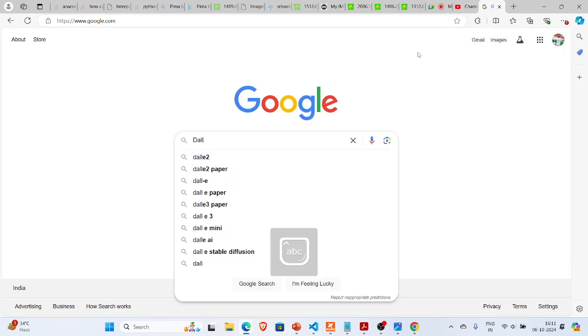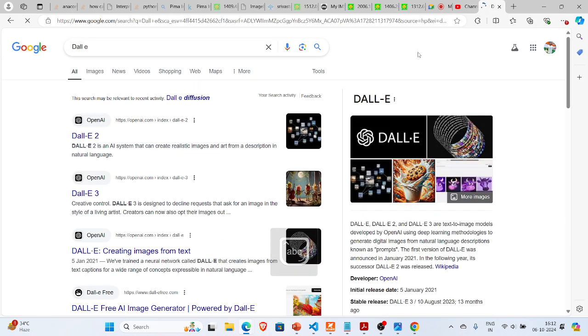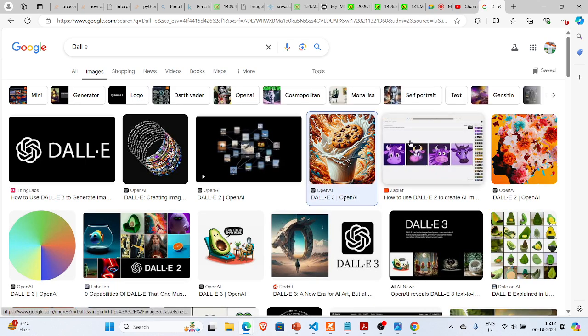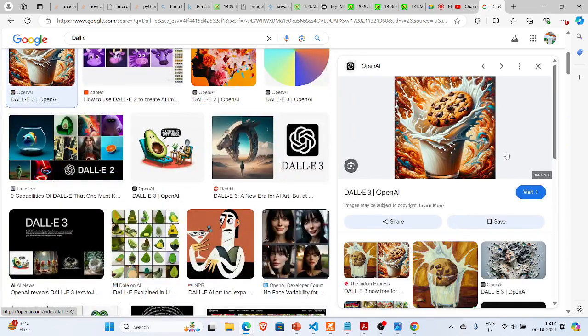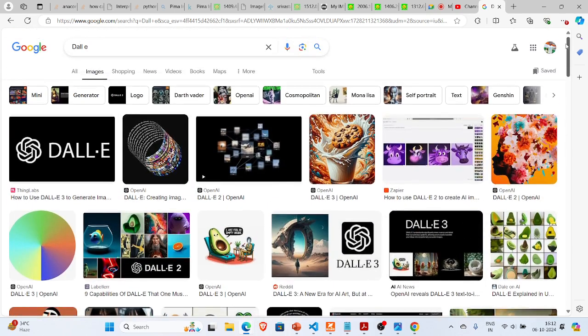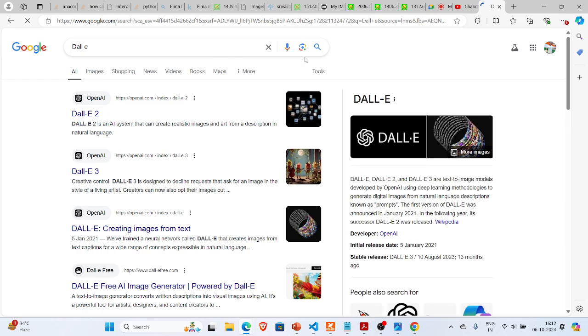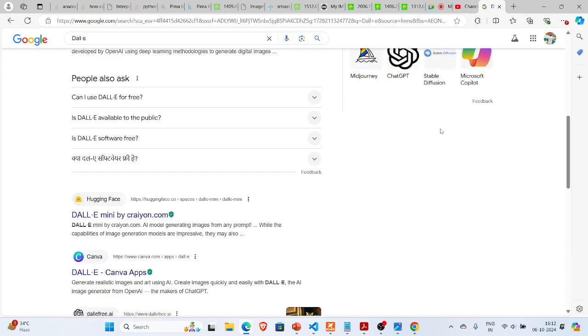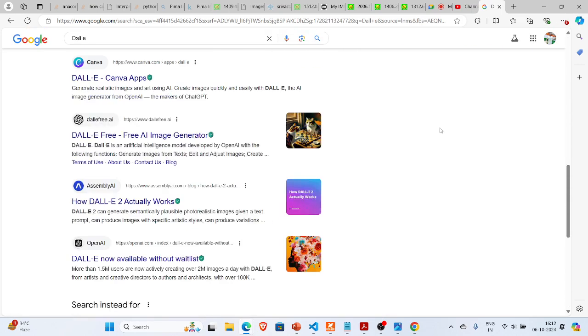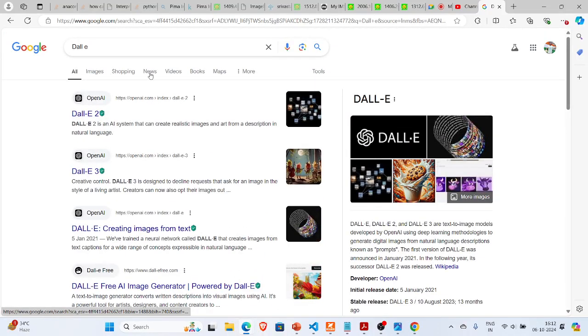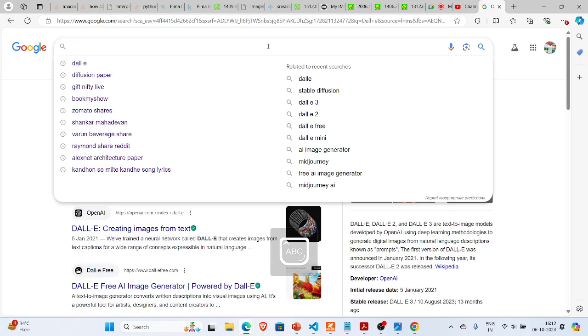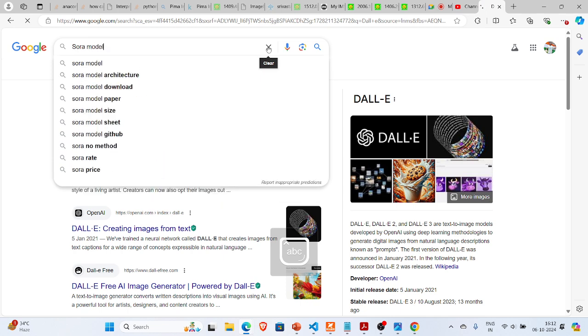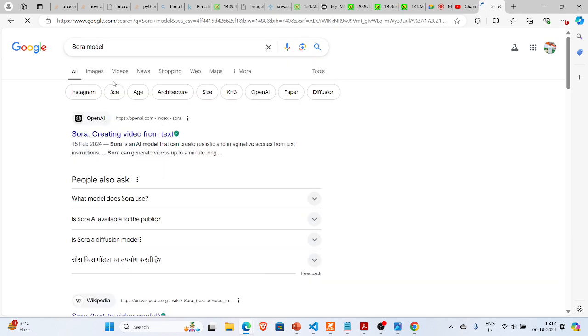DALL-E model is there. If you see DALL-E, the images they are able to generate are based on the principle of diffusion. So we are going to go through the basics of that. Advanced things you can study on your own, because you will not be able to cover that. And there is Sora as well, the Sora model, where we are able to generate videos.